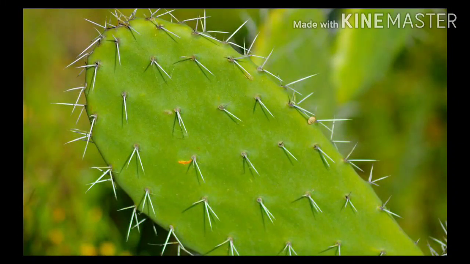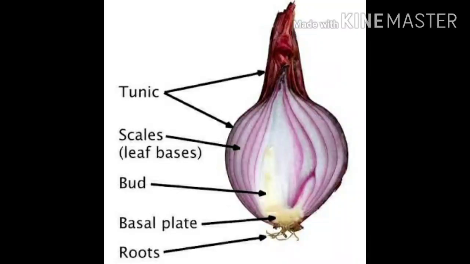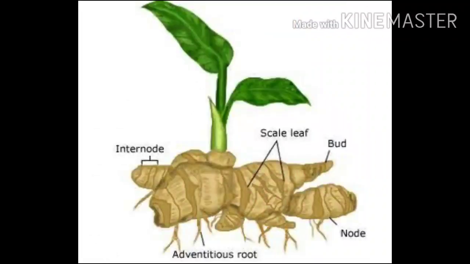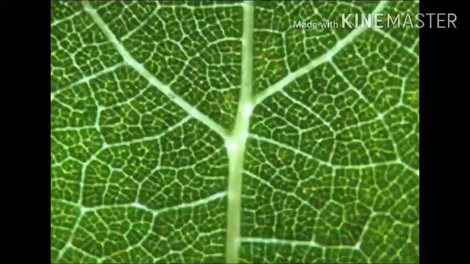Third modification that we are going to discuss is scale leaves. In some plants like onion and ginger, thin and dry or thick and fleshy scale leaves are present, and the function of scale leaves is to protect buds. What is the function of the scale leaves? To protect buds. And in which plants are these scale leaves present? Onion and ginger.